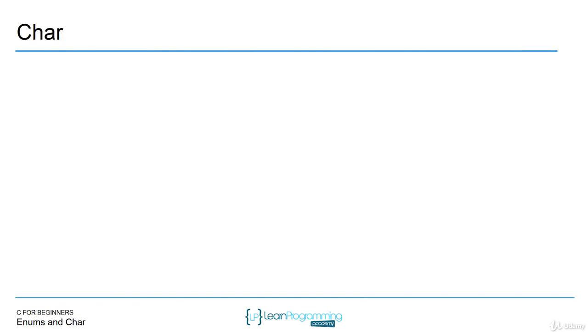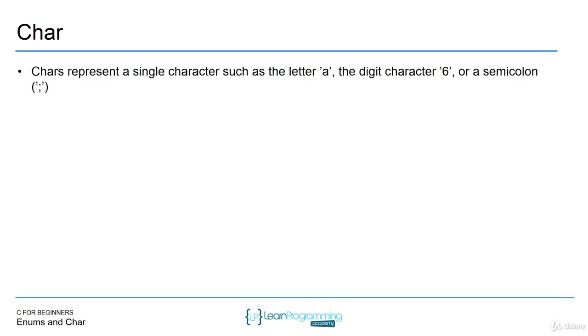Another important data type that I want to discuss is a char or a char, depending on how you pronounce it. We've talked mainly about numeric data types. We now talked about the enum. Char represents a single character, such as the letter A, the digit character 6, or a semicolon. And what you see here is these single quotes. The reason we know they're characters, even though one is a number, is because it's in single quotes. So anything inside single quotes in a program is referred to as a character data type.